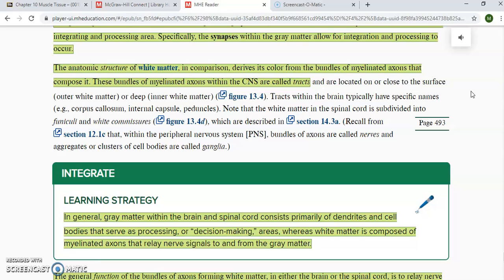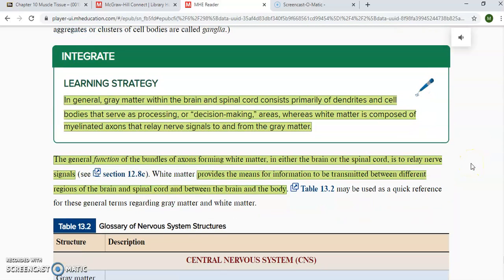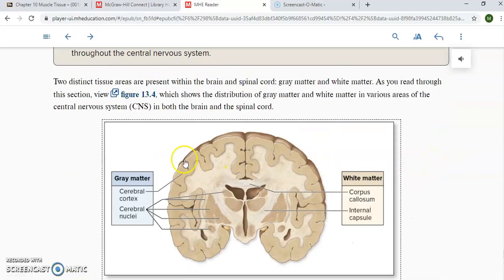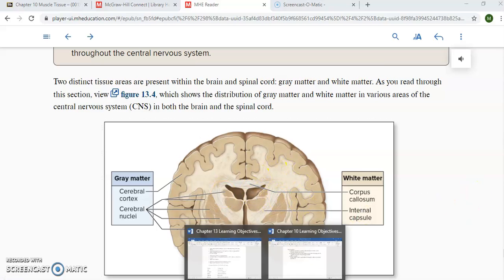And then the general function: since we know that the axon part of our neurons is where the action potentials happen, the long distance communication, that's the primary role of the myelinated axons, or the white matter of the brain. That is to relay information from one part of the body or brain to the other. So it's where information gets carried or transmitted along to other areas, either within the brain and spinal cord or between the brain and the rest of the body. That's the primary role of our white matter. All right, so that is our discussion on gray matter and white matter.